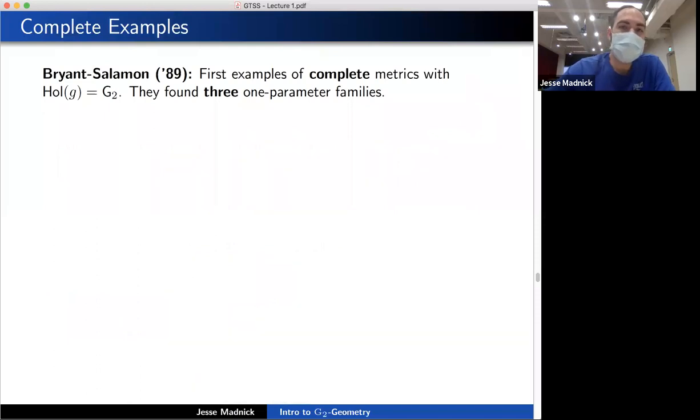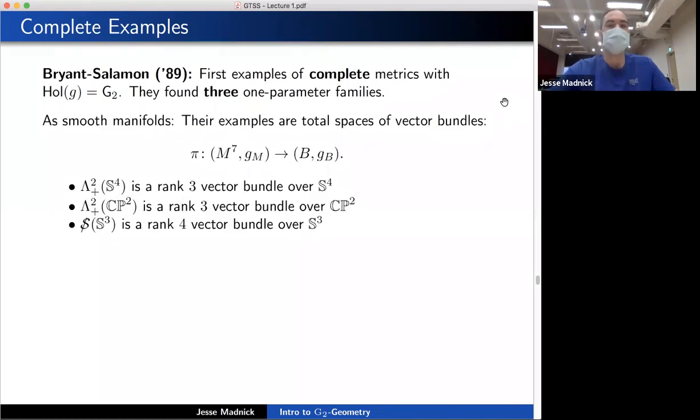But those examples were all local. That example was a cone. And so one might hope for complete examples. And the first examples of complete metrics were found just not too long after by Bryant and Salamon. And in fact, they found 3 one-parameter families. They also found a one-parameter family of a complete metric with holonomy equal to Spin(7), but that's another story.